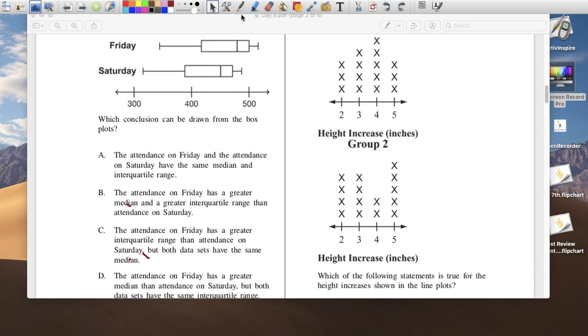So the median on Friday is definitely greater. And is their interquartile range about the same? Well, let me just see. So this is about 500 minus this value, which is about, I don't know, let's make it 410. Looks like the interquartile range is 90.